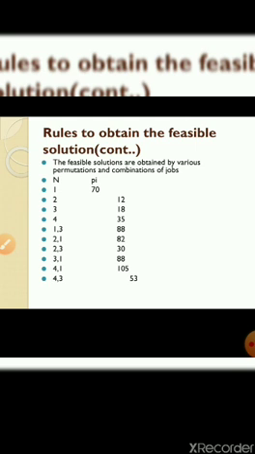The feasible solutions are obtained by various permutations and combinations of jobs. N means job. Pi means profit. Job 1 has the profit 70. Job 2 has the profit 12. Job 3 has the profit 18. Job 4 has the profit 35. By adding job 1 and job 3 together, we get profit 88.